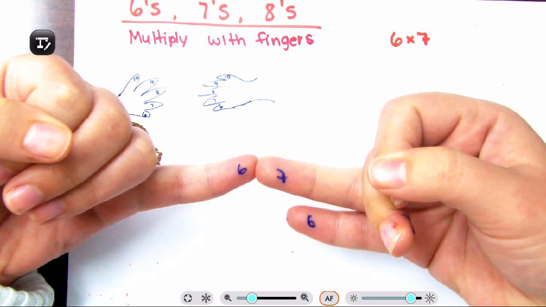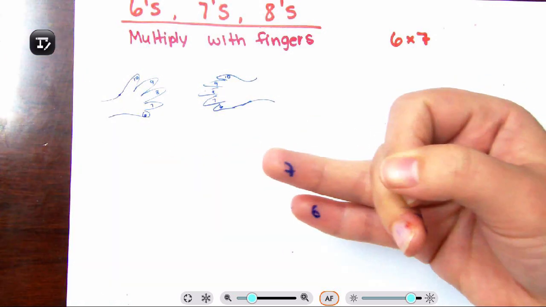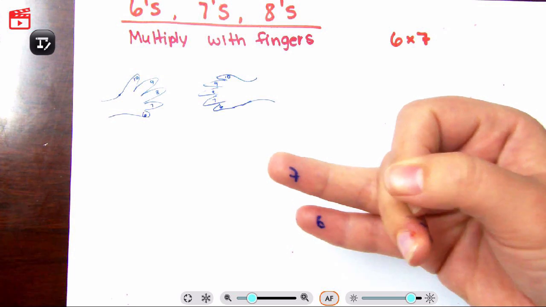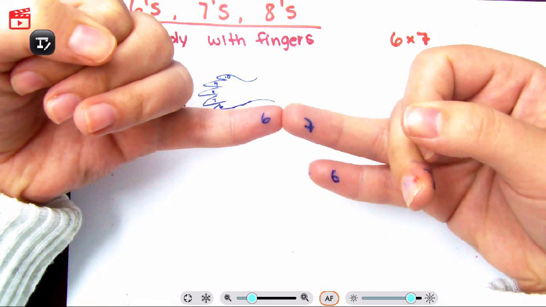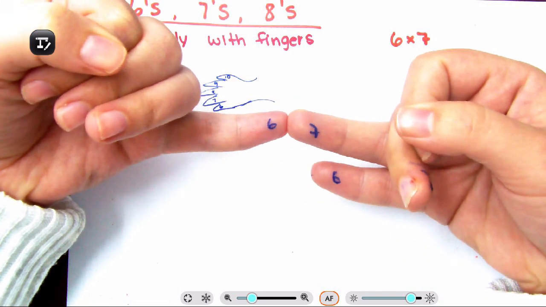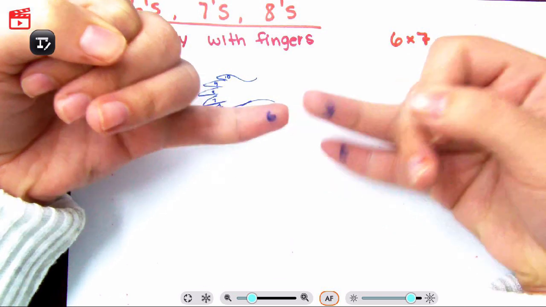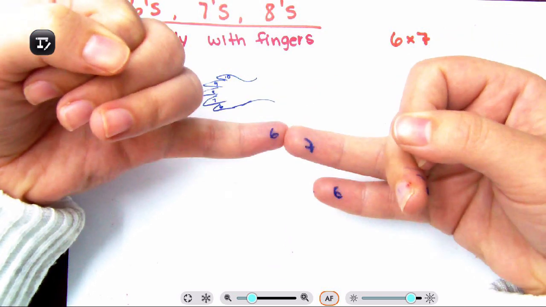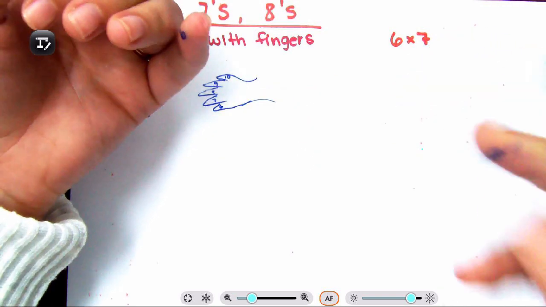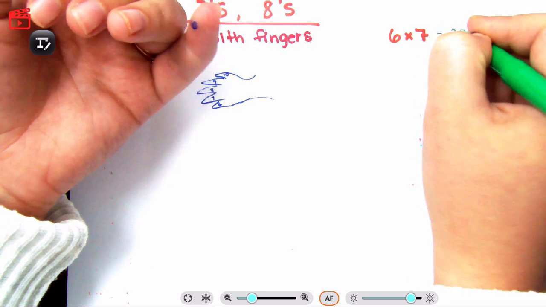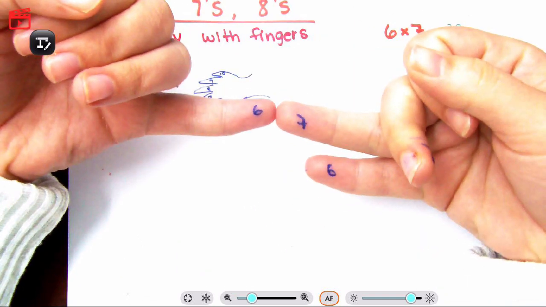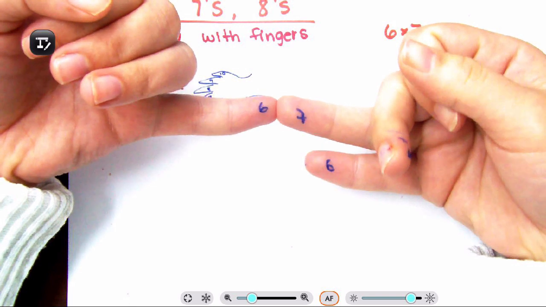These 3 fingers represent your tens place. Sorry you guys, I don't know if you heard that, that was my alarm. So this is 10, 20, 30. So I'm going to write down 30. So I'm going to count the fingers that are touching and below.